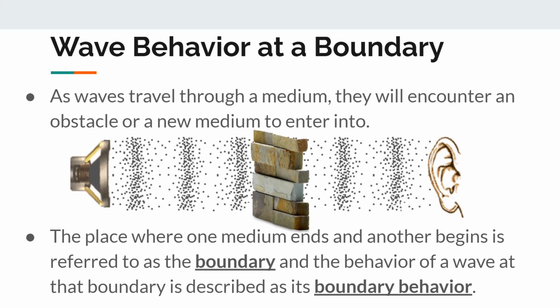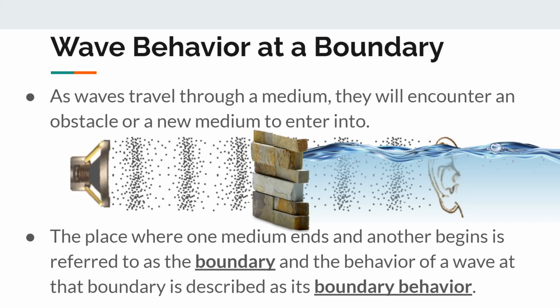Specifically, we're going to talk about reflection and interference. But what am I talking about with wave behaviors? So, wave behavior at a boundary. As waves travel through a medium, they will encounter an obstacle or a new medium to enter into. This is all kinds of waves. I'm speaking right now. That means I am emitting sound waves, and those sound waves that I'm making eventually make their way to your ear and your eardrum or to the wall. They're going to encounter something, some kind of obstacle. We call that a boundary.